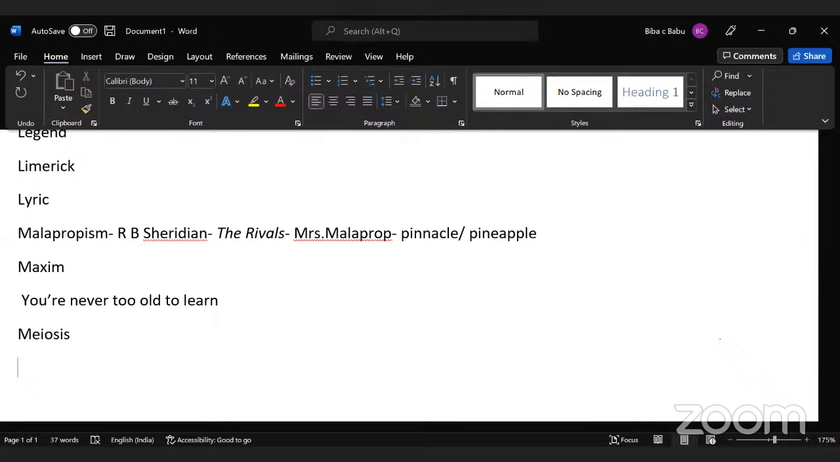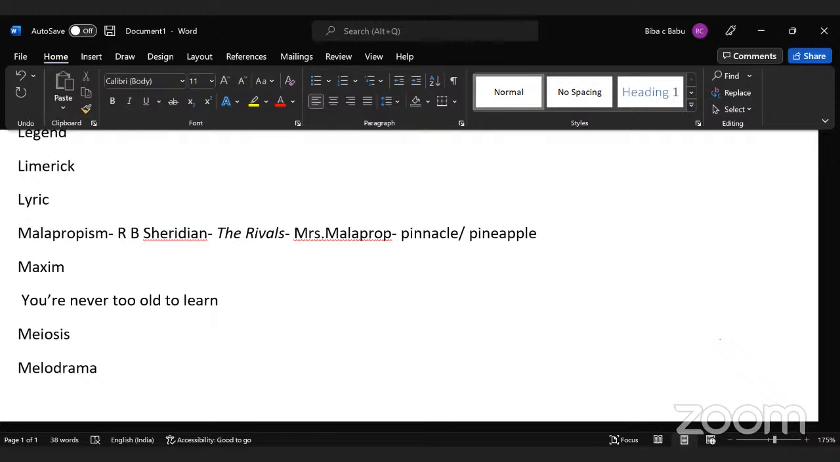That is meiosis. Next is melodrama. What? Didn't understand, ma'am. Meiosis. Are we trying to show that the scratch is much larger than the wound?